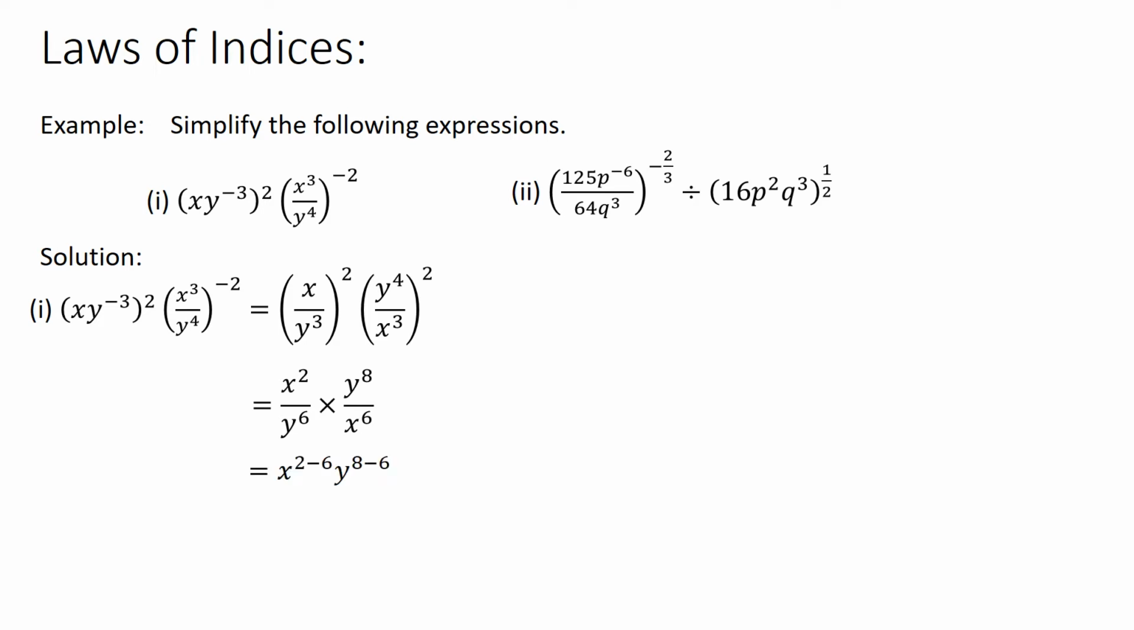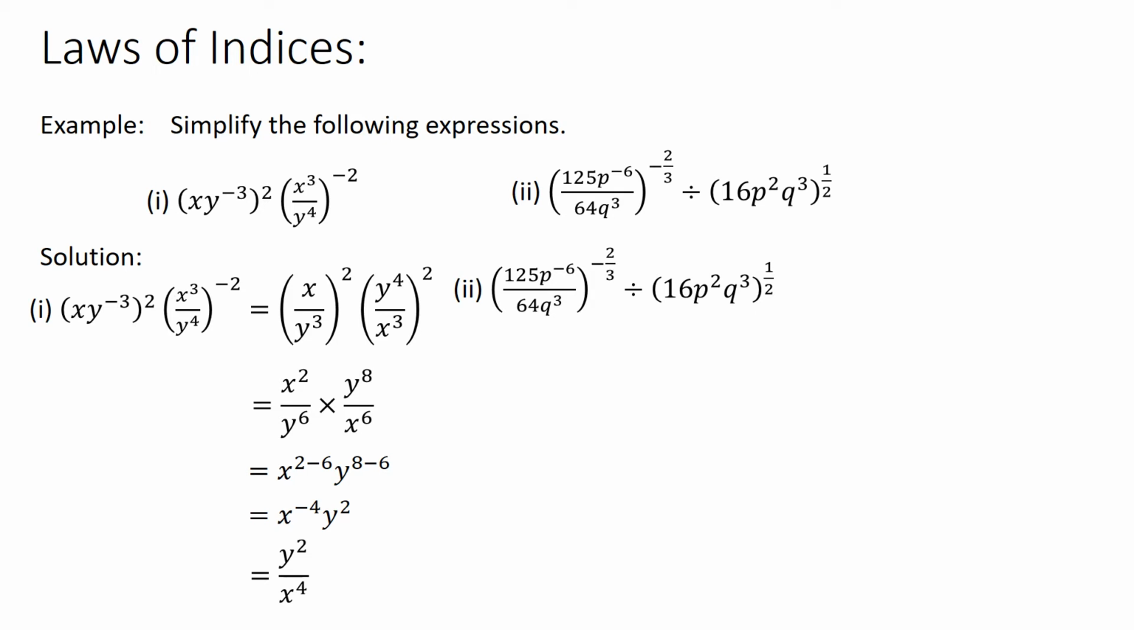Then we can combine the like terms. For this case is x to the power of 2 minus 6 times y to the power of 8 minus 6. And we get x to the power of negative 4 times y squared. And the final answer is y squared over x to the power of 4.